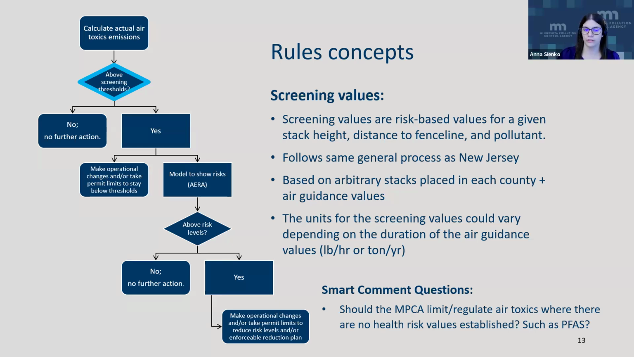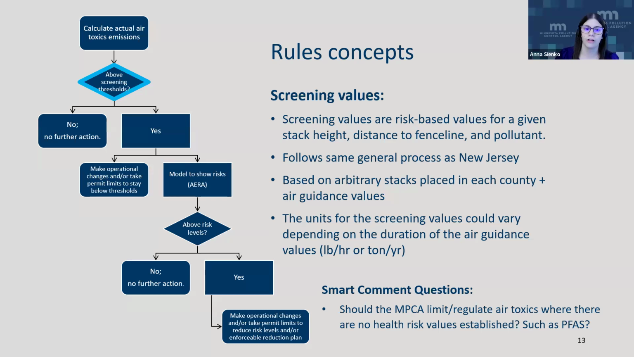And so to find these screening values, air dispersion modeling was done of 13 different stack heights, from 3 to 61 meters, which is about 10 to 200 feet, and 37 distances to fence line, which ranged from 5 to 2,000 meters, which is about 16.4 to 6,562 feet. These stack heights and distances to fence line were determined by collecting data across the 7-county metro, and by looking at modeling done by New Jersey.